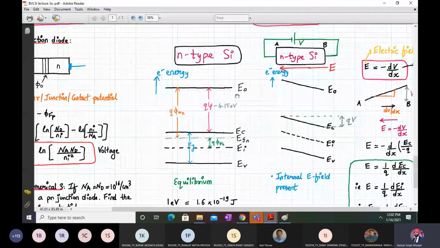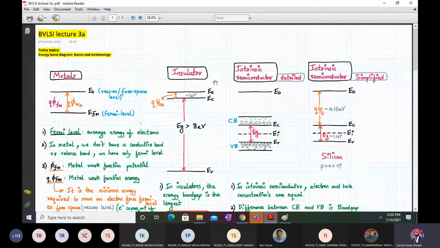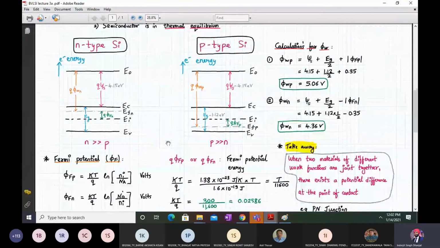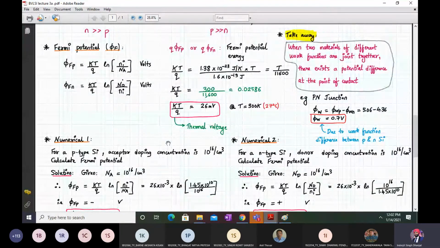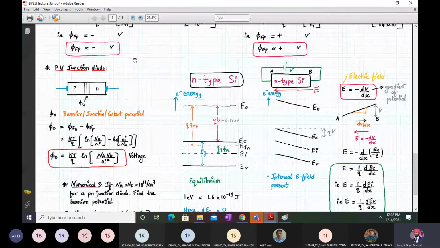Okay. So we have completed all the contents of this PDF. We started with the energy band diagram of a metal, insulator and semiconductor, and we saw the concept of a work function potential. We solved 3 numericals, and we also saw what happens to the energy band diagram if a potential is applied externally, and how the internal electric field affects the energy band diagram.